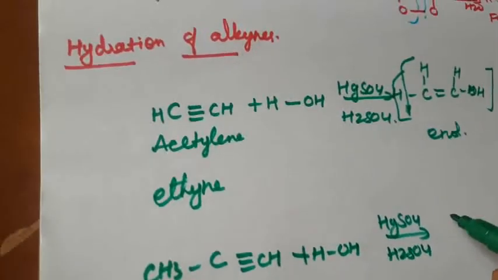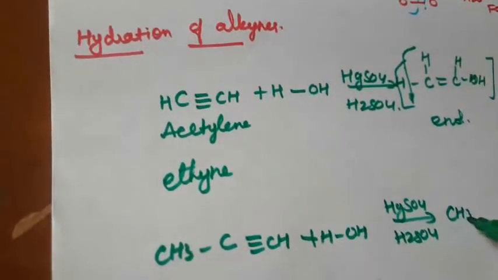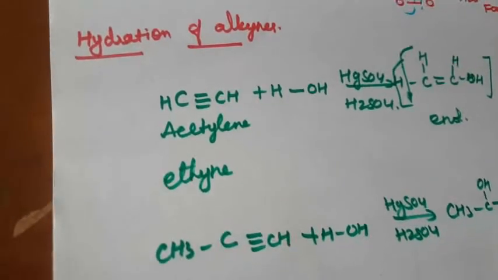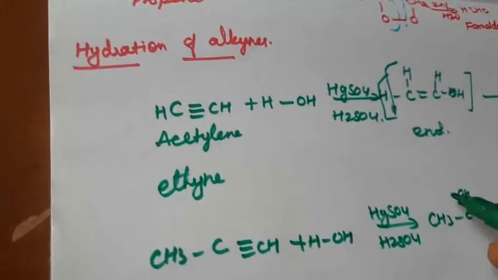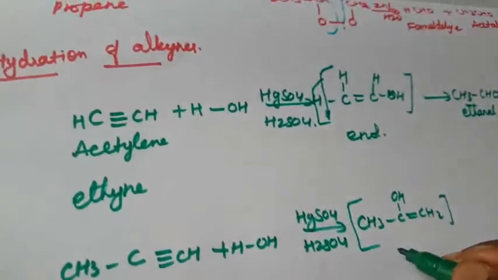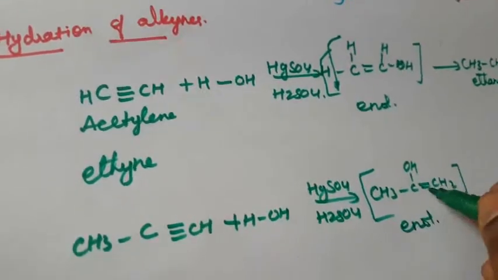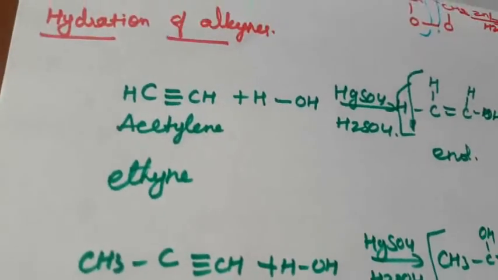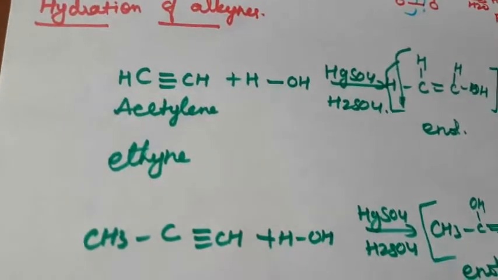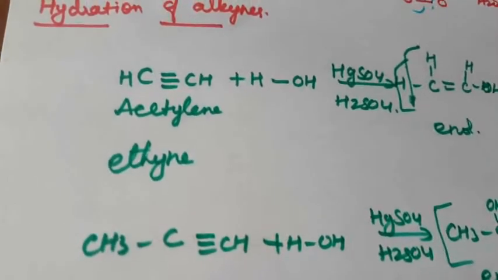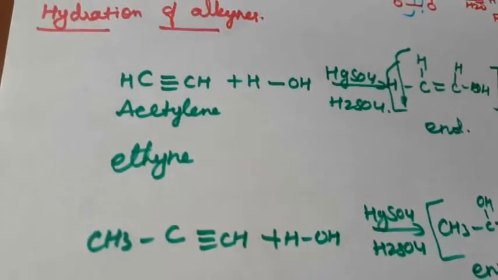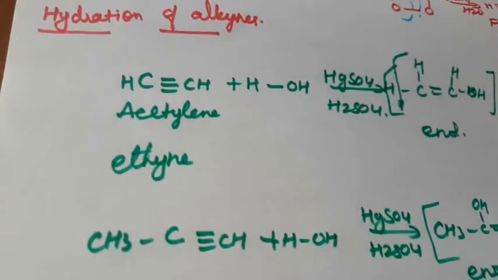Again an unstable compound will be formed: CH3, C(OH), then double bond CH2. This is an unstable compound. This is also an enol. What is an enol? A double bond containing an alcohol functional group is called an enol. So it will again isomerize to form the keto group, that is CH3, C double bond O, CH3.